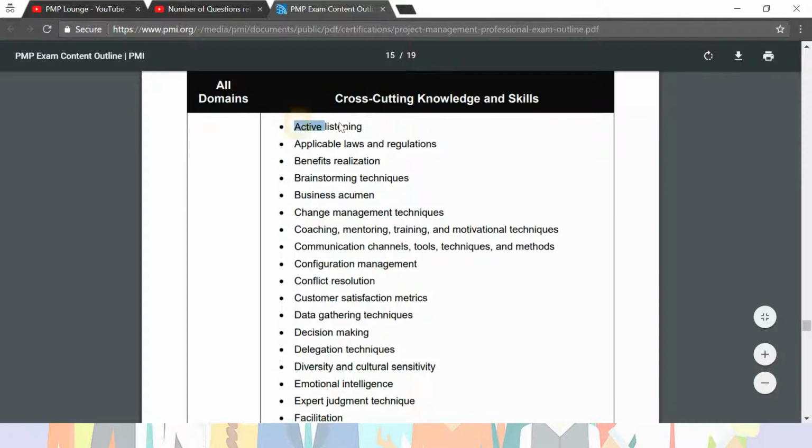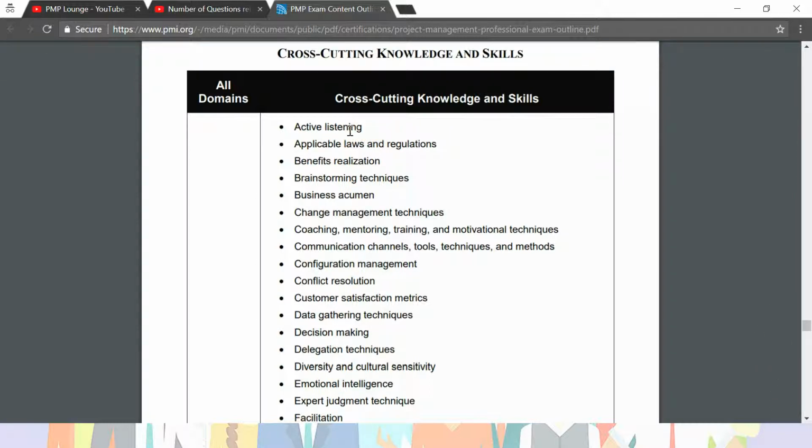Number one, active listening. As a project manager, a lot of people are going to come to you every single day. You have to be an active listener. Applicable laws and regulations of the organization, of the country, of the area that you operate from. Benefits realization. Now we have done a report on benefits realization. I will definitely share the link to it in the description below, so you can go over that report to understand in detail what benefits realization really is and how important it is.